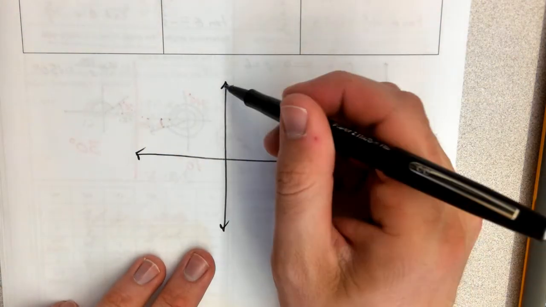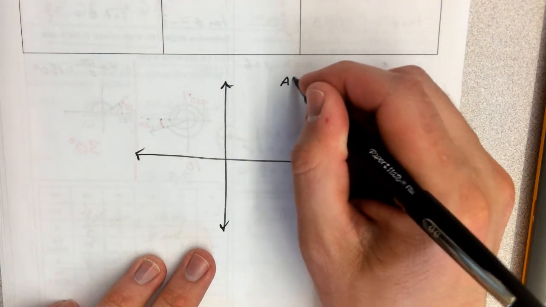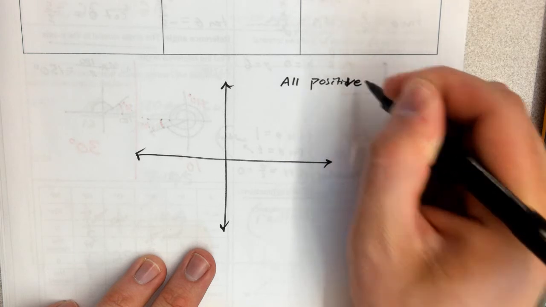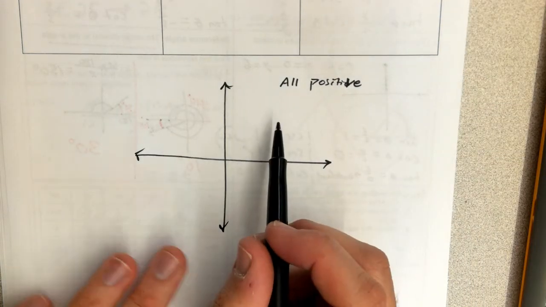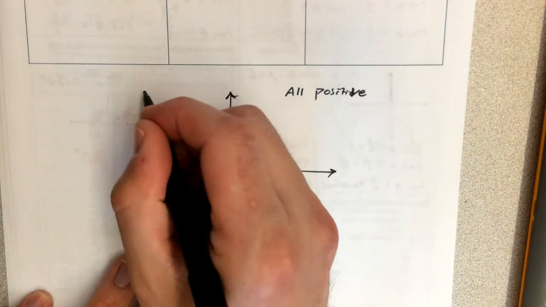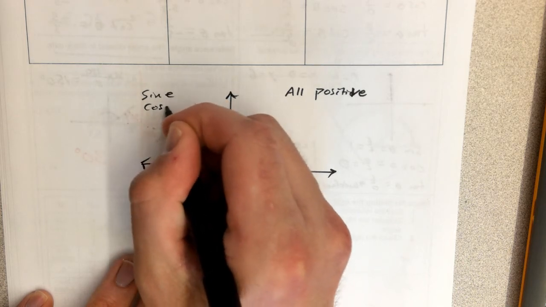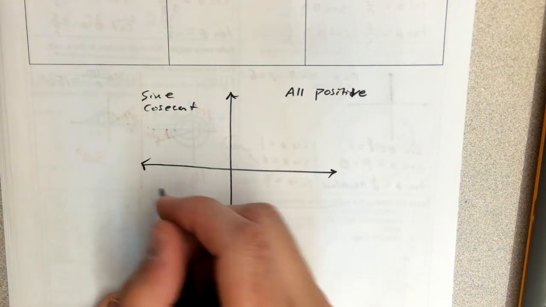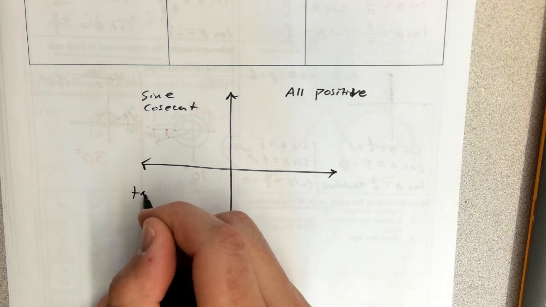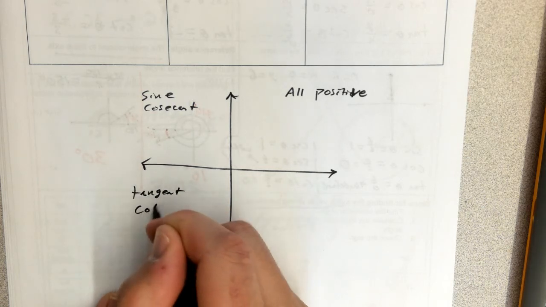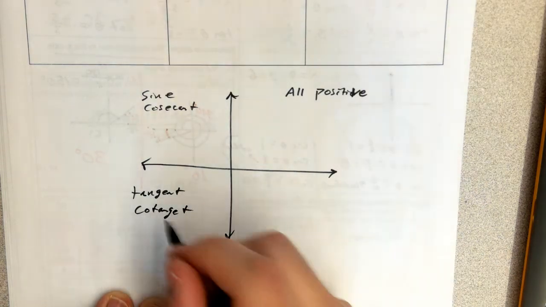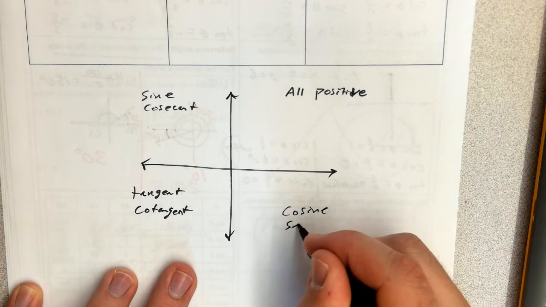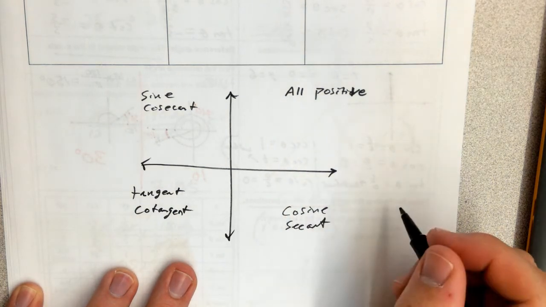We're going to prove this in a later section, but for right now you need to know that all trig functions are positive in quadrant 1. Cosine, sine, and tangent are all positive here. In this quadrant, only sine and cosecant are positive. In this quadrant, only tangent and cotangent are positive. And then in this quadrant, only cosine and secant are positive. All right? Everything else is negative.